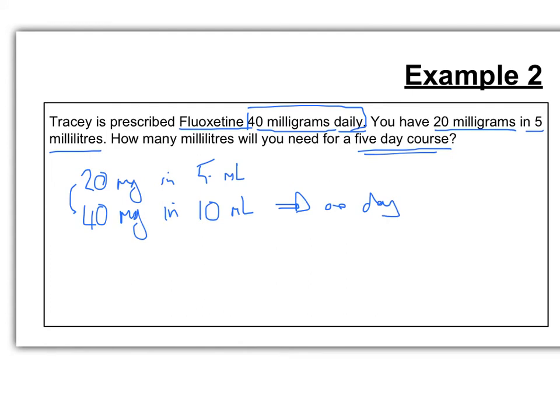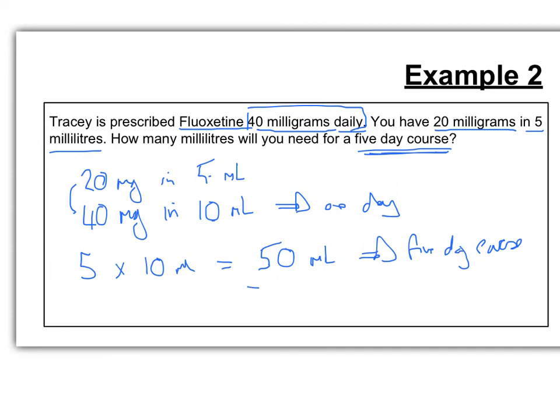Now we know it's a 5-day course, so I've got to multiply this by 5. Over 5 days it would be 5 times the 10 milliliters, which equals 50 milliliters, and that is for a 5-day course. Brilliant, that is our answer. So Tracy will need 50 milliliters to give her 40 milligrams a day over 5 days.